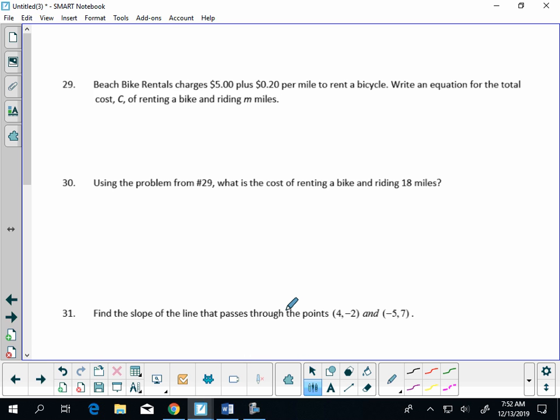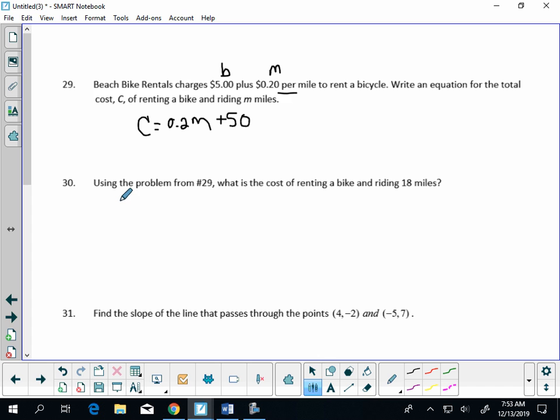All right, 29. Beach bike rental charges $5. So that's our starting point. So that'd be like our y-intercept. And 20 cents per mile. Whenever you see the word per, that's like your slope. So the cost is going to be 20 cents a mile. They're asking us to use M instead of X, plus $5.